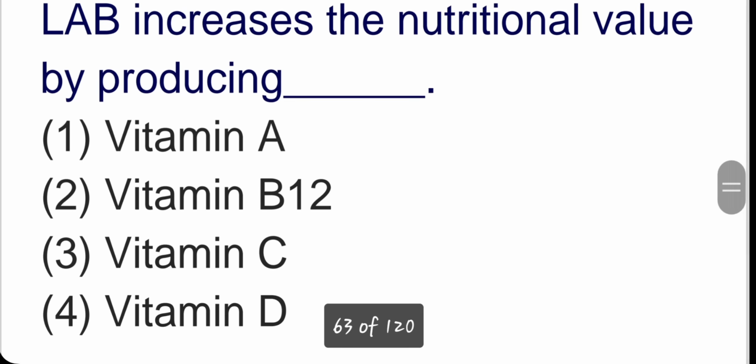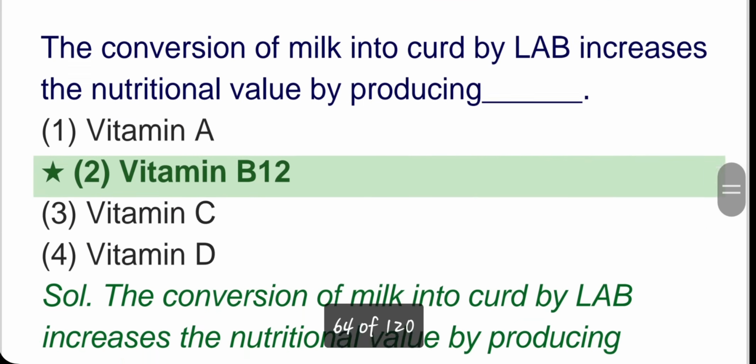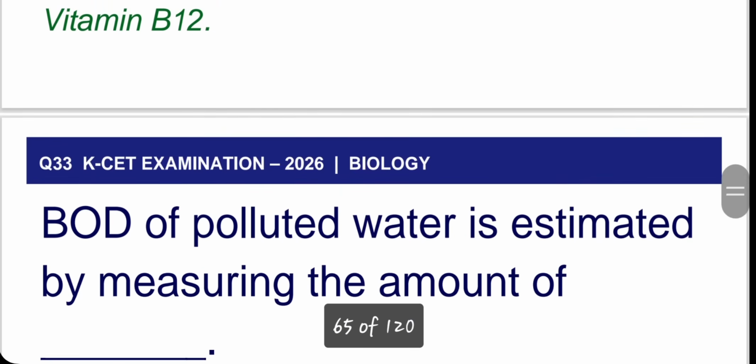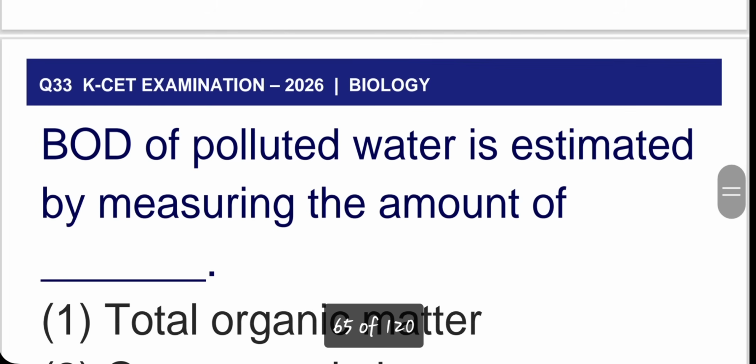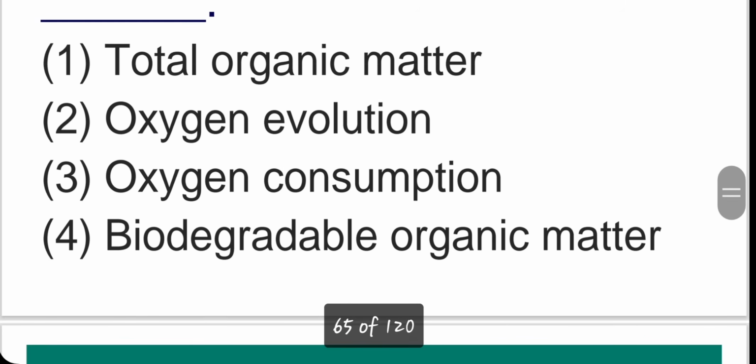The conversion of milk into curd by lactic acid bacteria increases the nutritional value by producing vitamin A, vitamin B12, vitamin C, or vitamin D. So it is vitamin B12. BOD of polluted water is estimated by measuring the amount of biological oxygen demand, by measuring the amount of oxygen consumption.